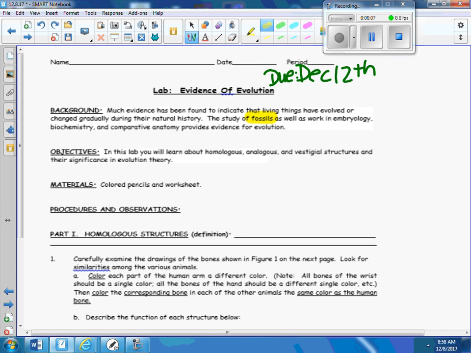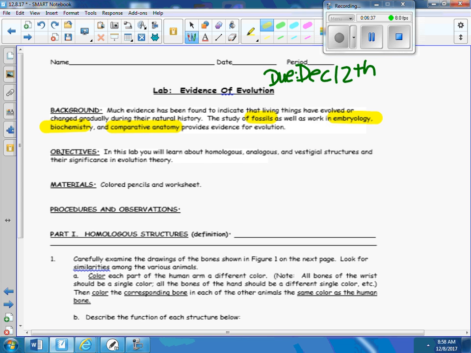Thank you. Good. The second one is what, Peyton? Embryology. You're right. Sean, give me the third one. Thank you. And Michael, give me the last one. What's the last piece of evidence? Yes, comparative anatomy. We're going to focus on this, comparative anatomy.